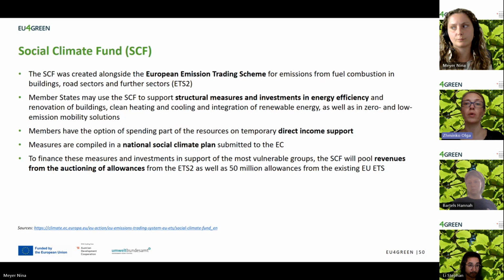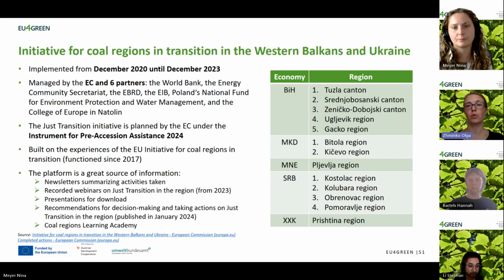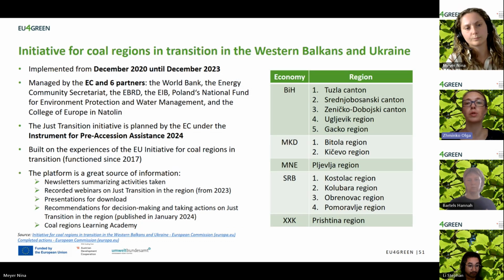In respect of the Western Balkans, there was an initiative which is also financed by the European Union, implemented from December 2020 till December 2023. This initiative was called the Initiative for Coal Regions in Transition in the Western Balkans and Ukraine. The aim of this initiative, they also started first with identifying the regions which are impacted by the transition. This initiative was managed by the European Commission and 6 partners, among them the World Bank, the Energy Community Secretariat, the EBRD, and the European Investment Bank.